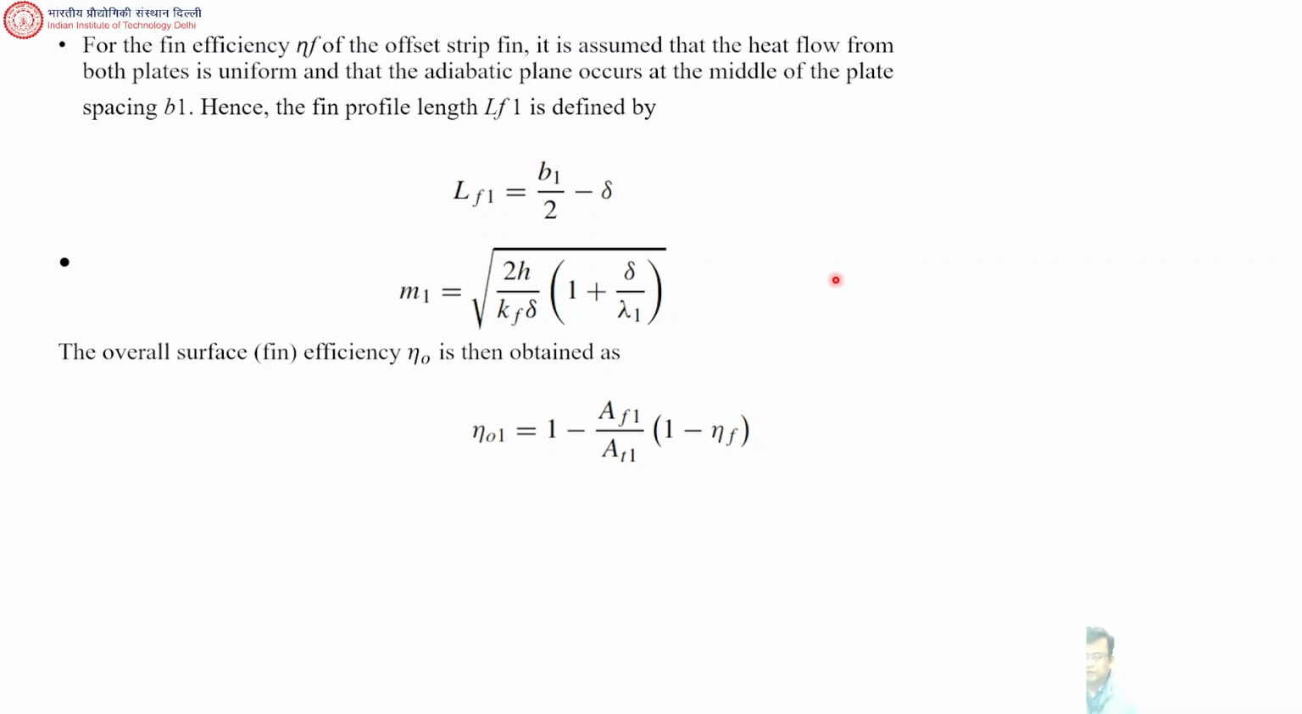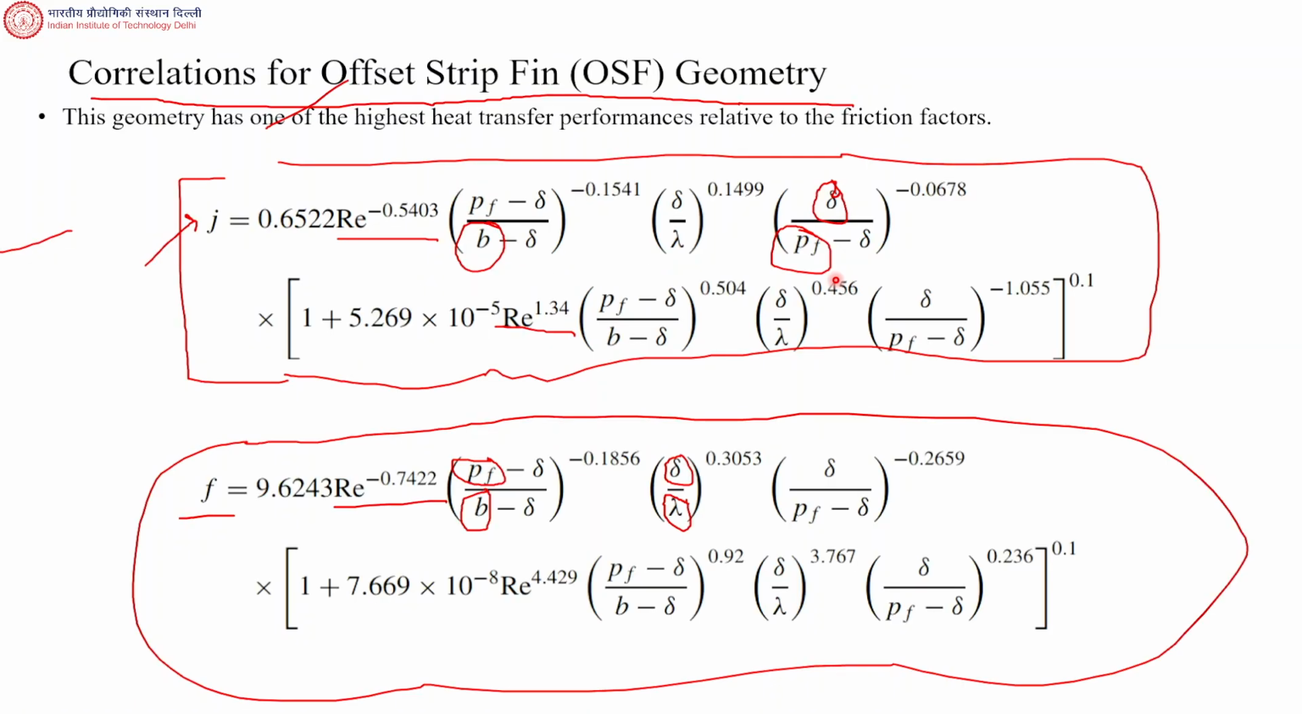So these are required because ultimately you will get a 1 over UA expression, which will have eta O1 for the overall efficiency of the first surface, eta O2 for the overall efficiency of the second surface. You can see some expression there. Okay, so once you get UA, you know how to use the effectiveness NTU method.